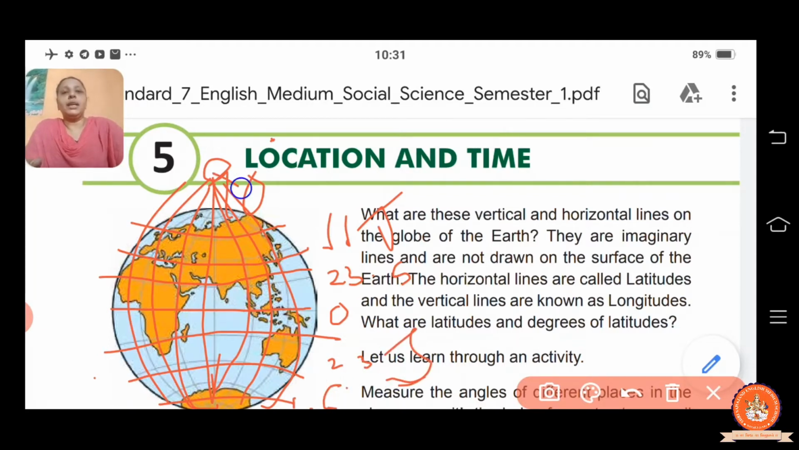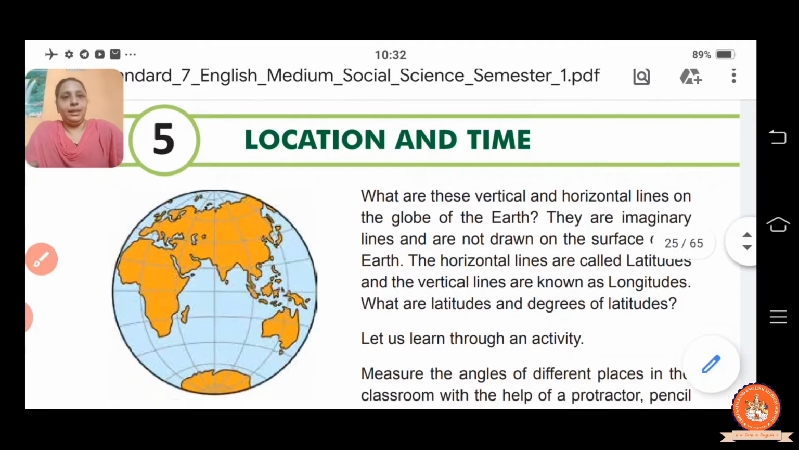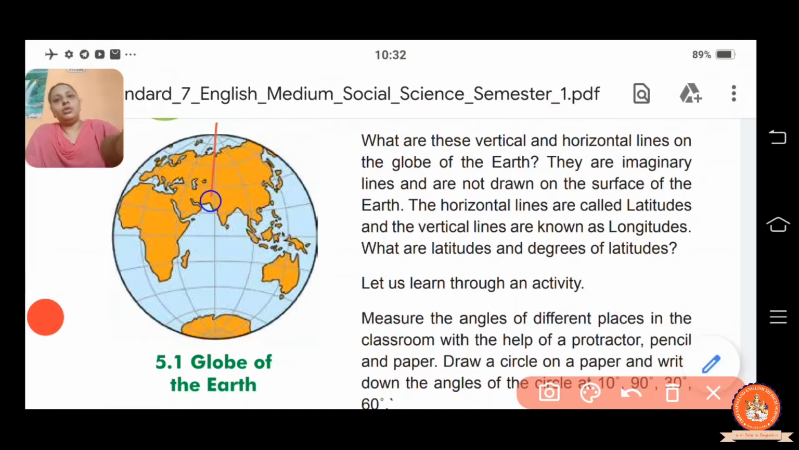So latitude starts from the 90 degree. For longitude, the degrees go by 15, 30, 45, and the total of this is 360 degrees. Latitude is 90 degree, and longitude is 360 degree. So let's start the lesson. Longitudes are the vertical imaginary lines drawn on the globe from north to south.